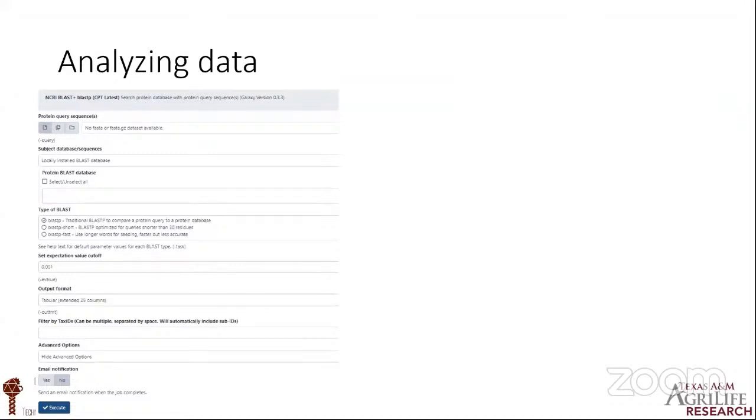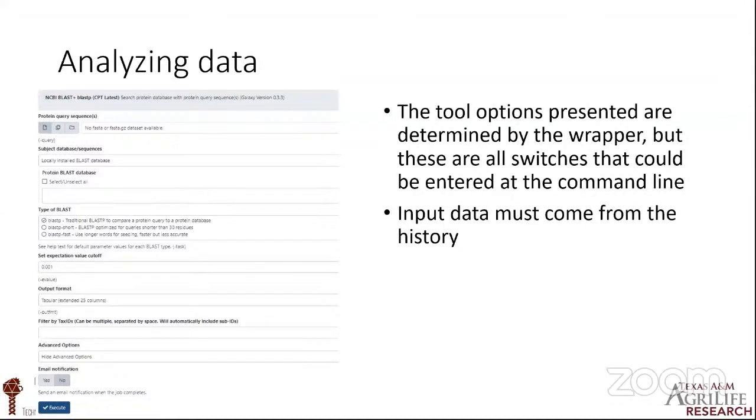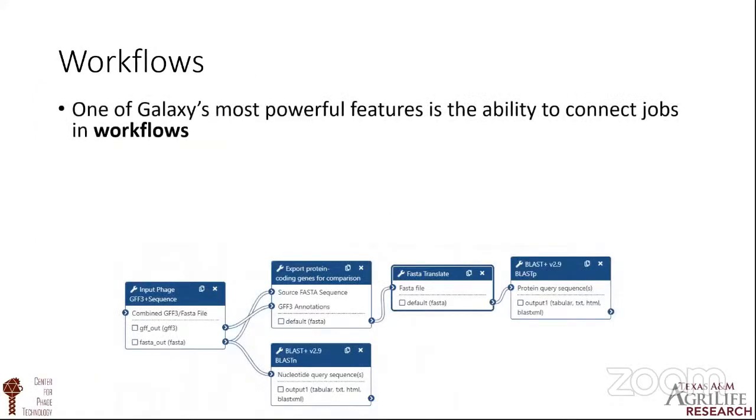Analyzing data in Galaxy. The image on the left shows the input wrapper, and this is the wrapper for the common tool BLAST-P. This wrapper has all the same options that are available to the user in the command line, but in this case they're presented on the web page in a graphical interface. The tool options are determined by the wrapper, but these are all switches that could be entered at the command line. The input data for this tool, like with all other tools, must come from the history, so it must have already been uploaded to the user's Galaxy account and appear there as a dataset before it can be used for other analyses. The output of this analysis will appear in the history when the job is launched, shifting from gray to yellow to green.